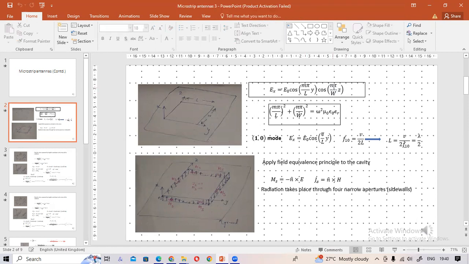So what is the cos 0 value? Cos 0 will be 1. So if n is 0, we only have E naught cos(mπy/L).